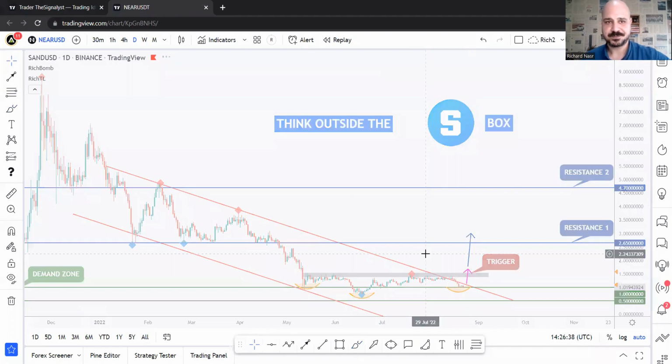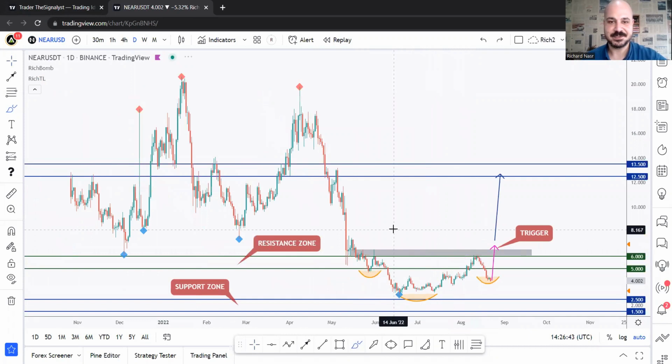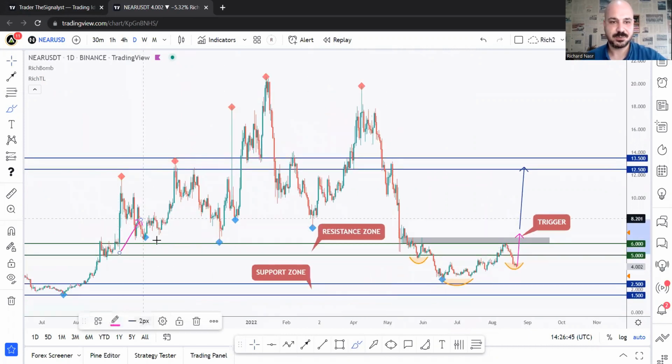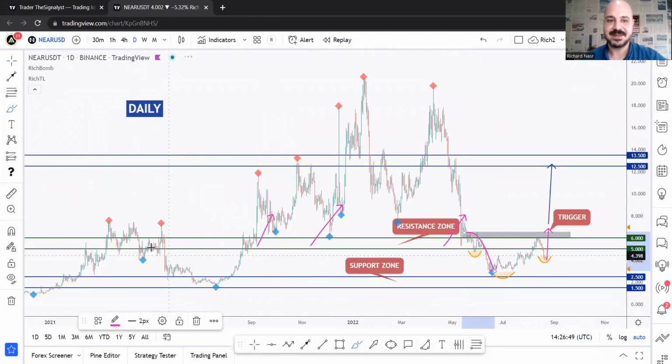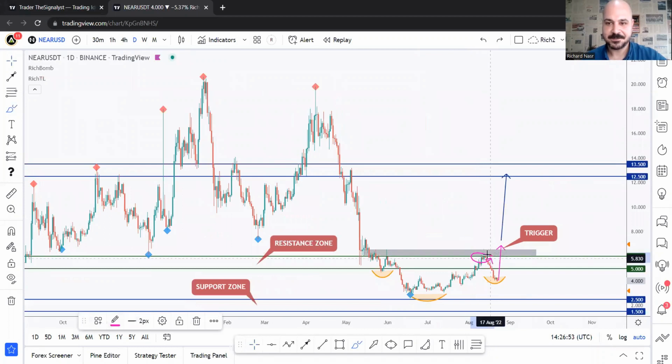Next, we've got Near, and we also have a rejection from the resistance lately. If we zoom out, we can see that we've got a support here with multiple rejections from it, and price broke it downward. So it's now acting as a resistance zone, just like previously. It rejected this resistance, and now we are forming the right shoulder.